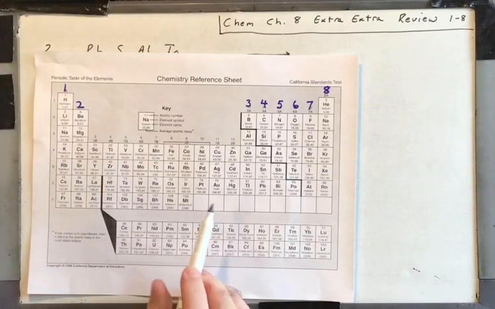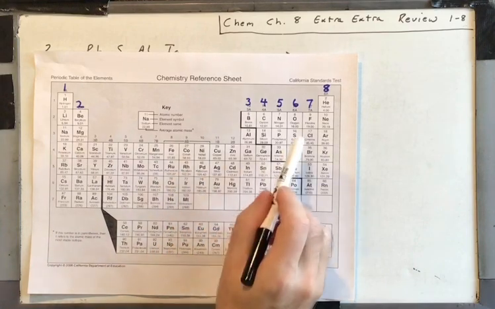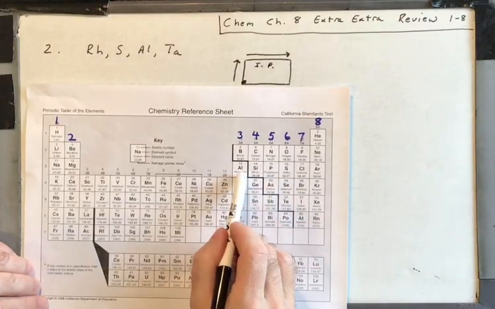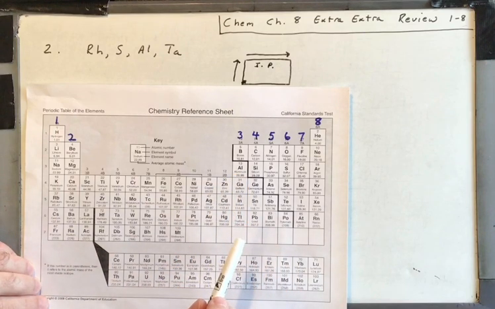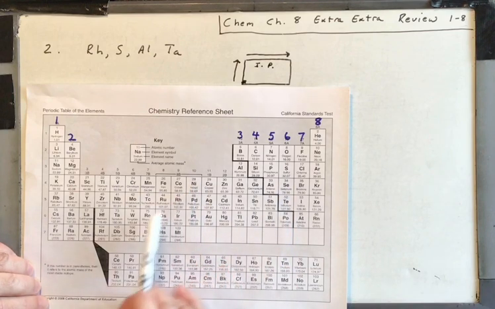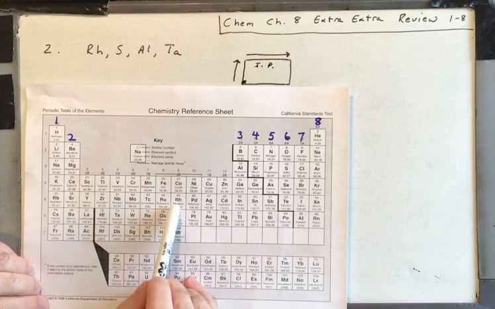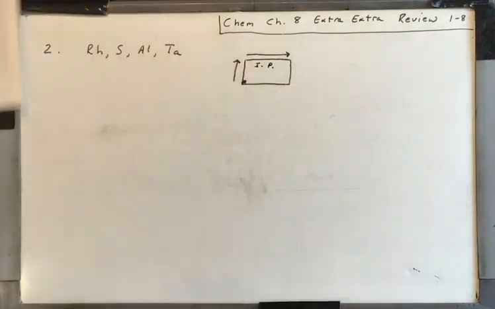All right, so let's find rhodium. Rhodium is number 45. Sulfur, number 16. Aluminum, number 13. And then tantalum. Tantalum is, goodness, where's tantalum? 73. All right, so of those 4, tantalum would have the least. Then we would go to rhodium, and then we would go to aluminum, and then sulfur.